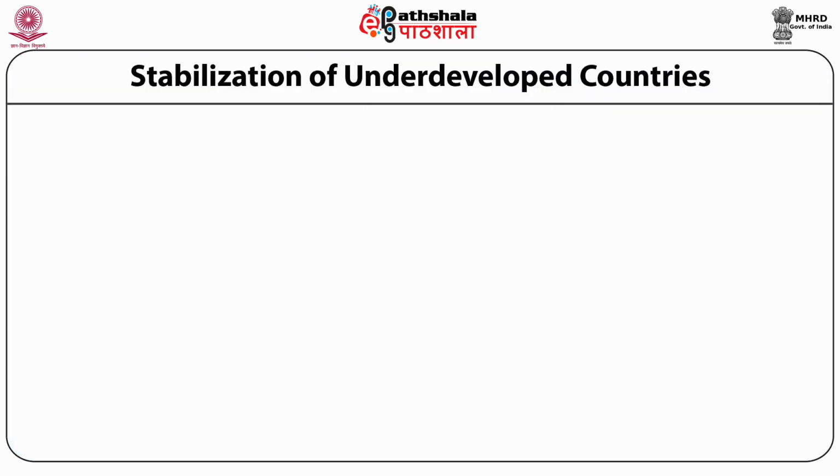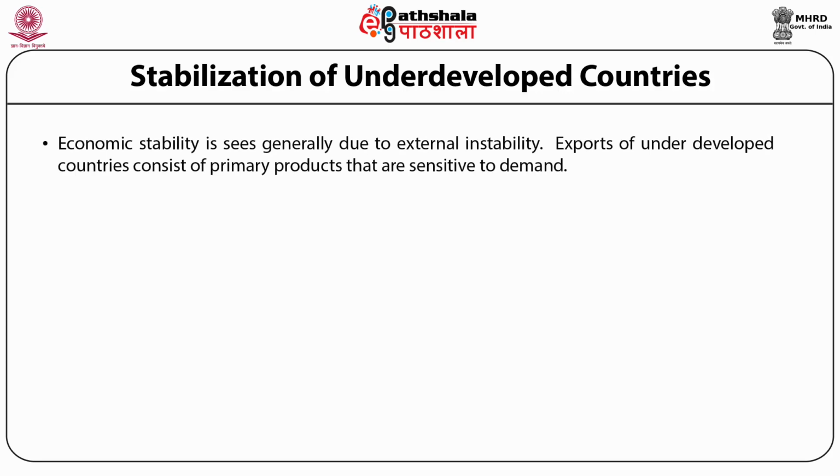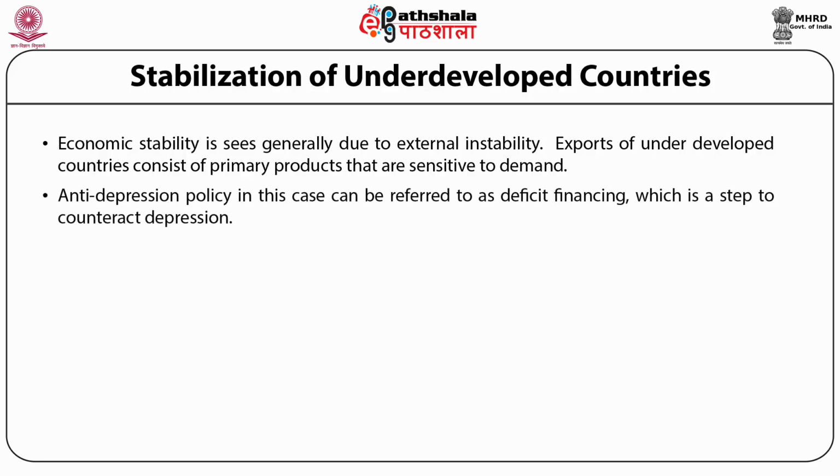Stabilization of underdeveloped countries. Economic instability is seen generally due to external instability. Exports of underdeveloped countries consist of primary products that are sensitive to demand. Anti-depression policy in this case can be referred to as deficit financing, which is a step to counteract depression. A fall in demand originates abroad, and hence stimulating internal demand is not seen as a curb to depression.